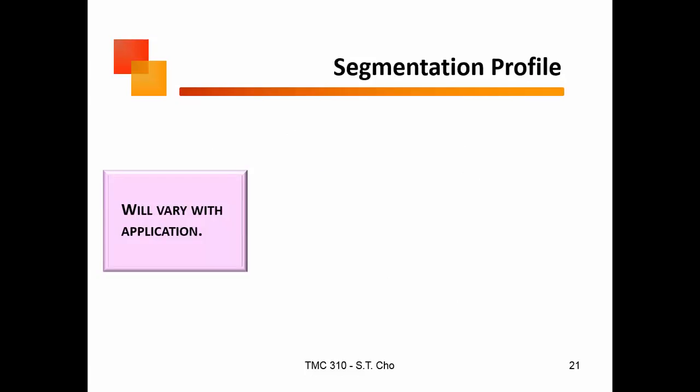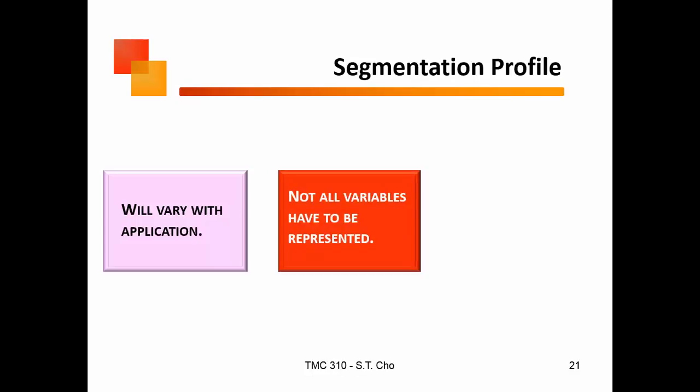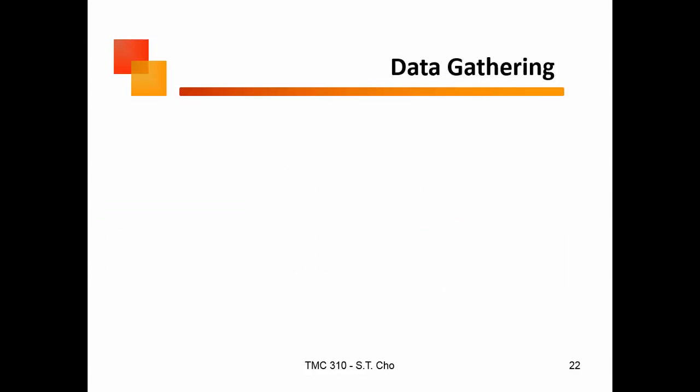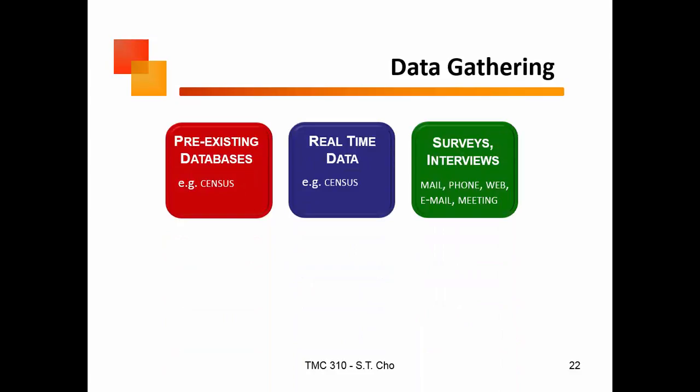The thing about segmentation profiles is that it's different for every application. You don't need to have all the variables represented. For example, if there's not a dependence on location, then you don't have to put location in there as a variable. But the important thing about a segment is that within the segment it's homogeneous, meaning people are pretty much the same. Outside of it I want it to be heterogeneous, meaning a mix of different kinds of people.